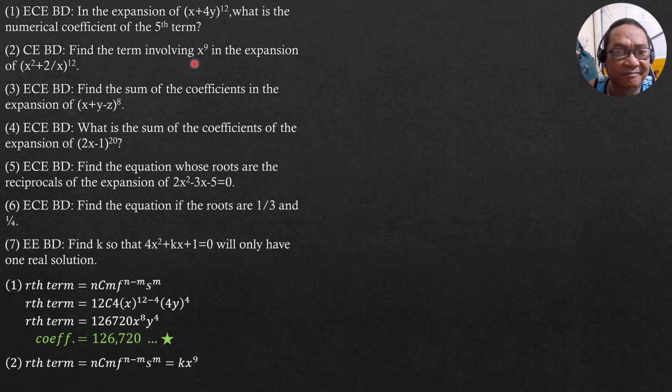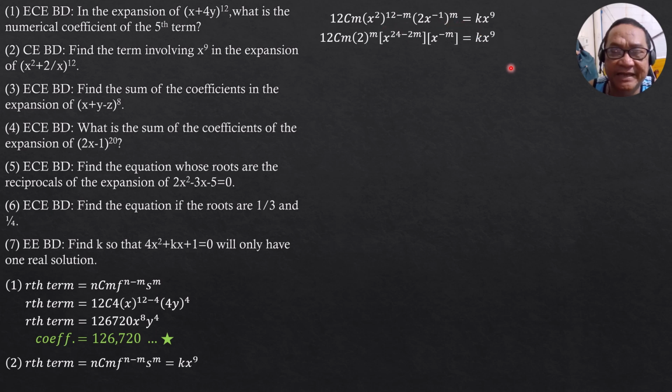So all terms in this binomial are in terms of x. So n is 12, combination m, we do not know m. Then 12 combination m times quantity x squared raised to 12 minus m times 2x to the negative 1 raised to m, because we can write this as 2x to negative 1, and equate that to kx to the 9. So combining, 12 combination m, 2 to the m, x to the 24 minus 2m, x to the negative m equals kx to the 9.